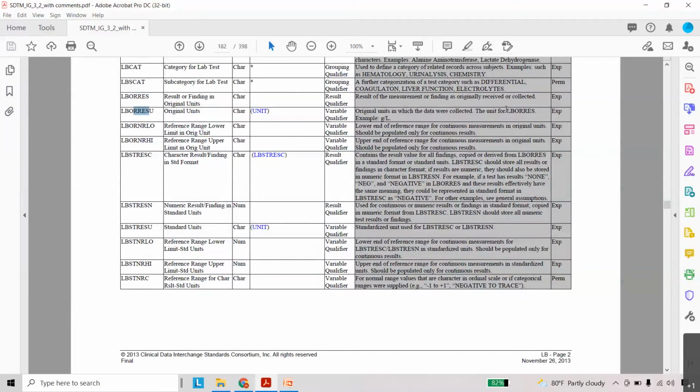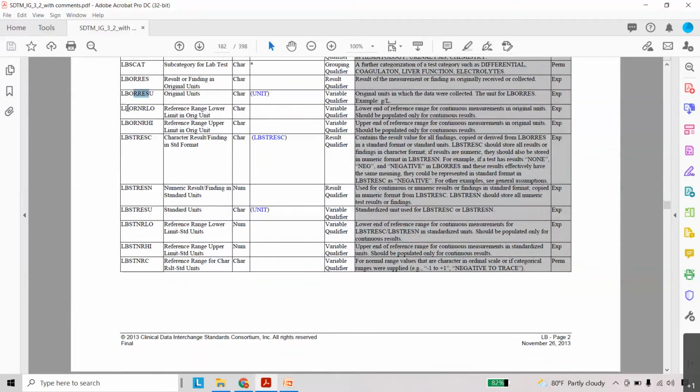And if the original results unit is missing and the original results are not present, based on the numeric results, it is escalated as a data issue. Next one is LBORNRLO. Try to read very carefully. Here LO means lower limit, NR means normal range, OR means original, and LB means laboratory. So LBORNRLO means reference range lower limit in original unit.